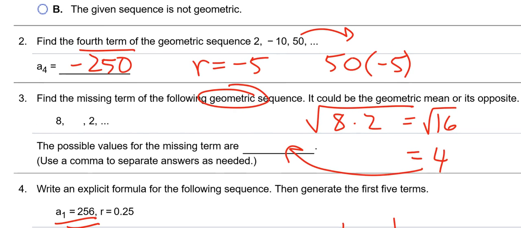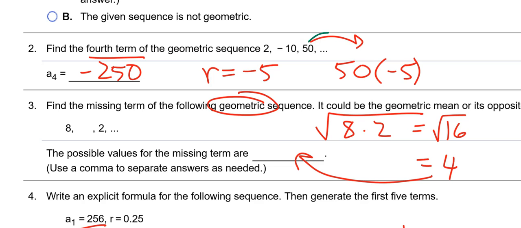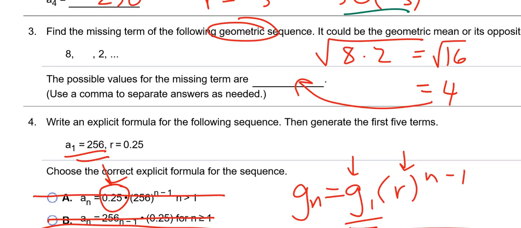Question 2, find the 4th term of the geometric sequence. I wouldn't waste my time coming up with an explicit formula for this. If I can see that the multiplier is negative 5, just use it and multiply by negative 5 to get the next term. That's all I would suggest you do. Don't waste more time. Missing term: multiply and take the square root. Instead of adding and dividing by 2, which is what you do for the arithmetic, for the geometric we multiply and take the square root, which is how we got 4.